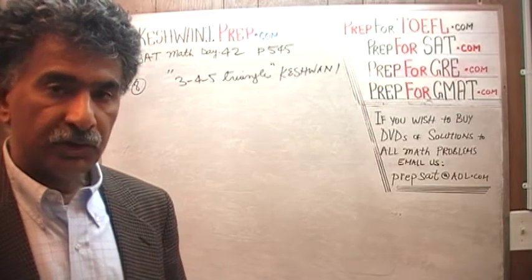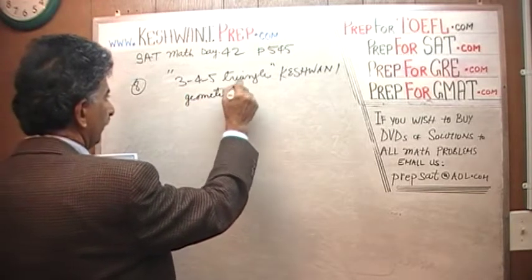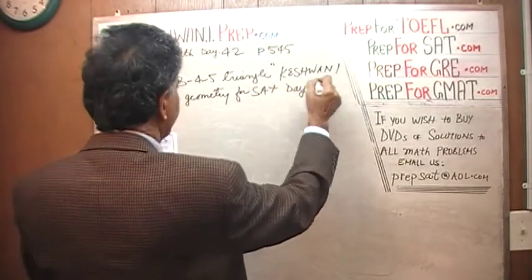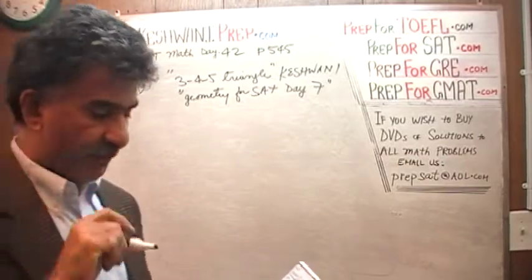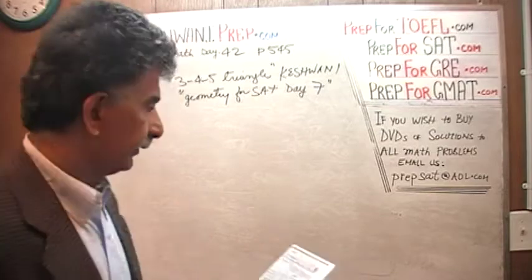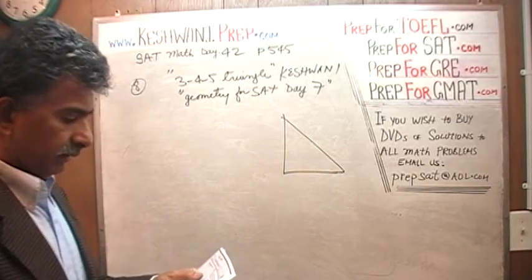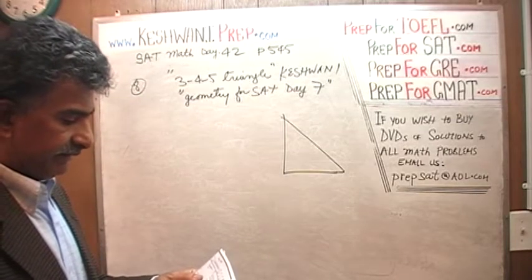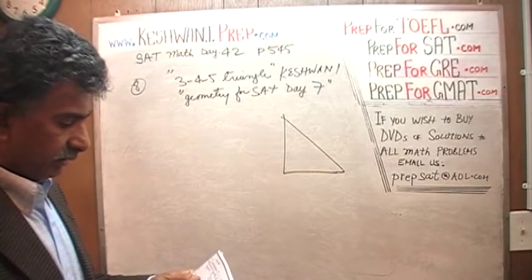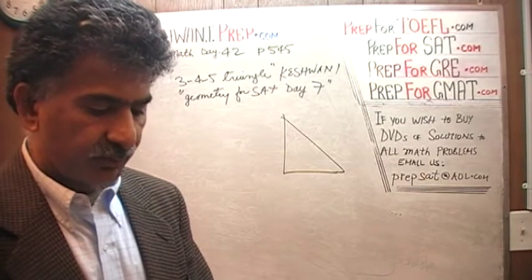Just type in 3, 4, 5 triangle along with my name, and out comes a video labeled Geometry for SAT Day 7. In Geometry for SAT Day 7, we learned this concept of a 3, 4, 5 triangle, which is what we are dealing with here. We have a right angle triangle, we are told. It says the legs of the right angle triangle ABC are 3 and 4. What is the perimeter of the right triangle with each side twice the length of the corresponding sides in ABC?